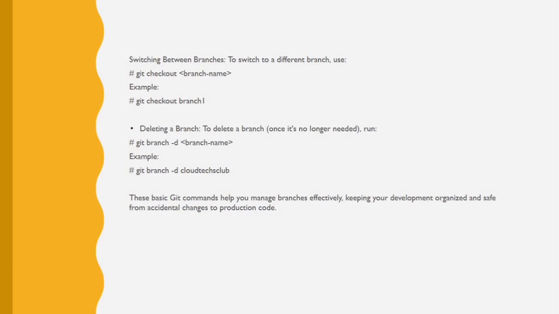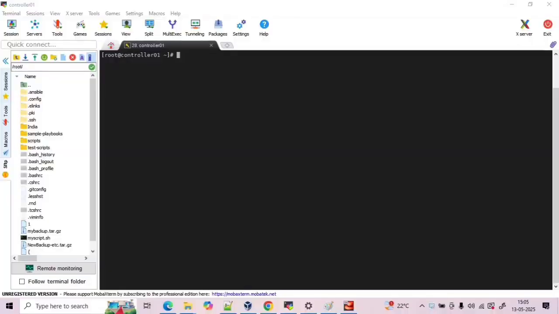Let's jump into the lab to see the practical demonstration of Git branching. Let's switch to the repository test scripts which we created in our last lecture. cd test scripts. Let's check the contents of the test scripts workspace directory with the help of ls -la.